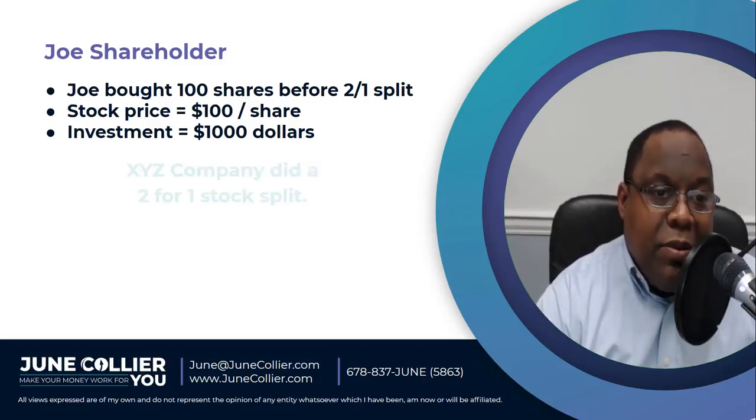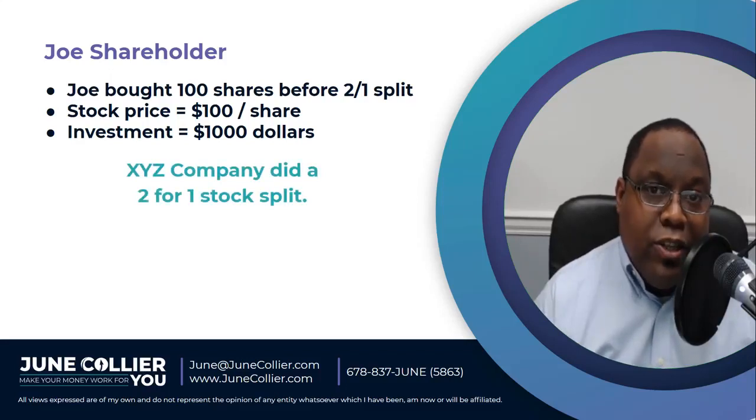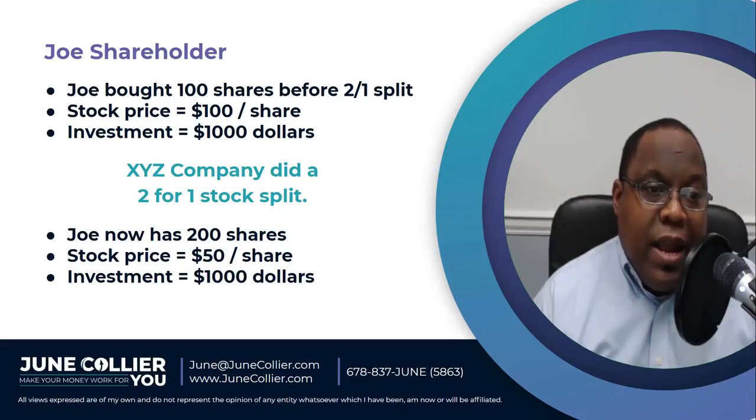Now, XYZ Company then decided to do a 2-for-1 stock split. Now, what happened with Joe's money? Well, here's what happened. Joe now has 200 shares instead of 100 shares, but the stock price went down to $50. But if Joe multiplies 50 times the 200 shares that he now owns, it's the same $10,000 in investment. So Joe has not lost any money whatsoever.